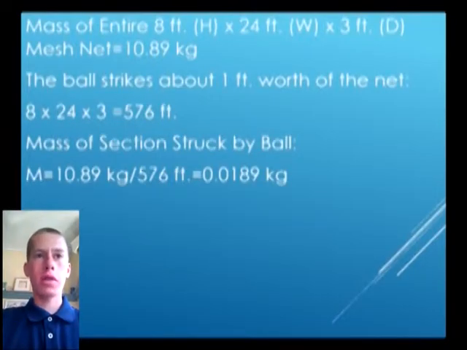The mass of the section of net that will be struck by the ball was determined by estimating the ball strikes about 1 foot worth of net. For the dimensions of 8 feet by 24 feet by 3 feet for the net on a professional soccer goal, the total amount of net is 576 feet, and the total mass of the net is 10.89 kilograms. Dividing 10.89 kilograms by 576 feet, we get that the mass of the section of net colliding with the ball is 0.0189 kilograms.